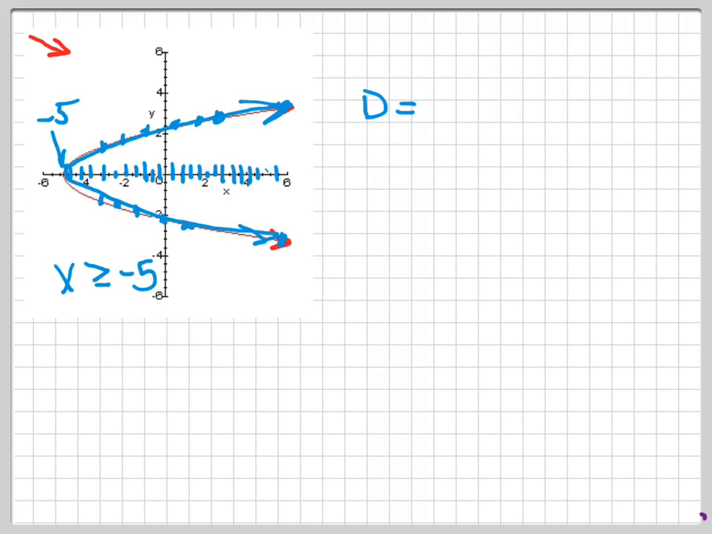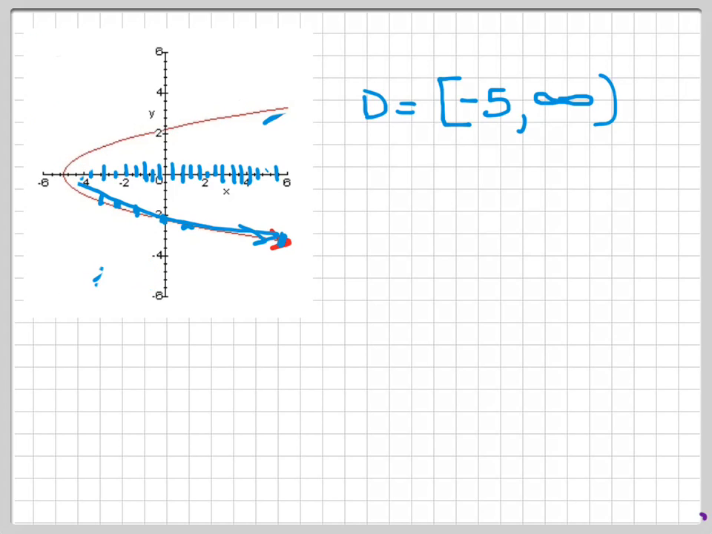And that's what my domain is going to say now. My domain, I'll use interval notation for this. It starts at -5, including the -5, and goes to the right forever, or it goes to positive infinity forever. I'm sure that's kind of a little redundant, going towards positive infinity forever, but it just heads to positive infinity. So here's our domain. I'm going to put my arrows on my graph.